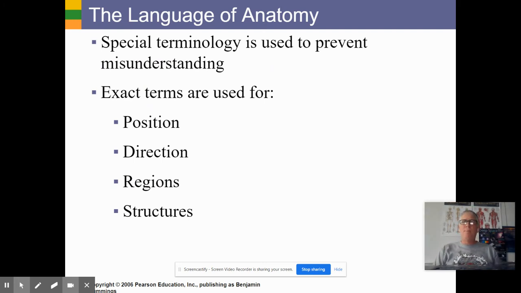We use special terms to decide what is up and what is down, what is to the left, what is to the right, what is further away, what is closer, what is towards the front, what is back. So all of these have special terms that you need to learn in order to understand anatomy. Now, I did put a video down that you will be able to look at, and Mr. Ford does a great job of trying to figure out how we talk about some of these things. And I'll talk about it in class too.